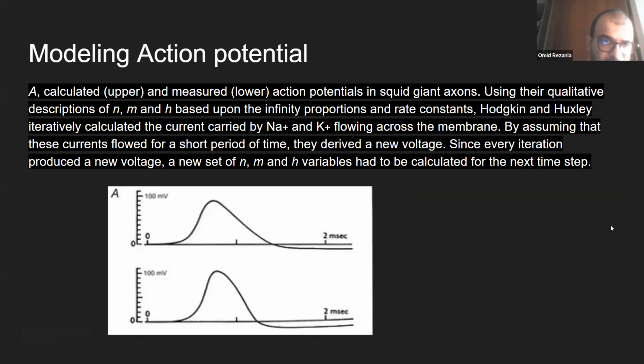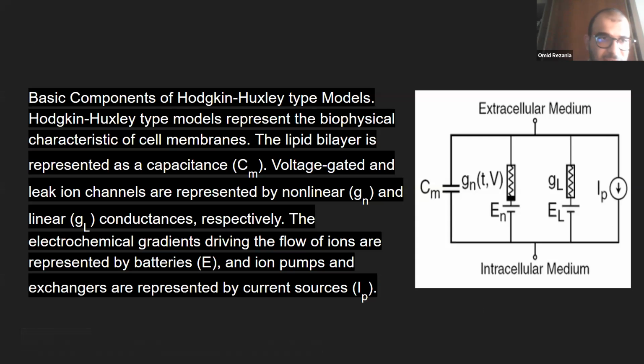Give me one second. Can you go back to the previous slide? Thank you. You said that the bilayer lipid is a constant capacitance Cm. This is the membrane, and voltage-gated and leak ion channels are represented by the nonlinear Gn and linear Gl. You have nonlinear and linear conductances. Okay, the electrochemical gradients driving the flow of ions are represented by the batteries.